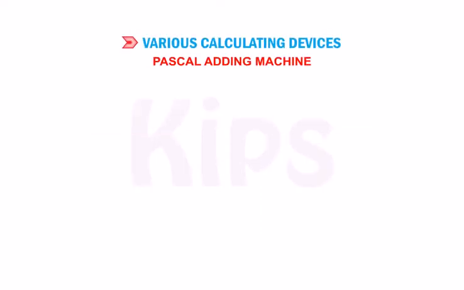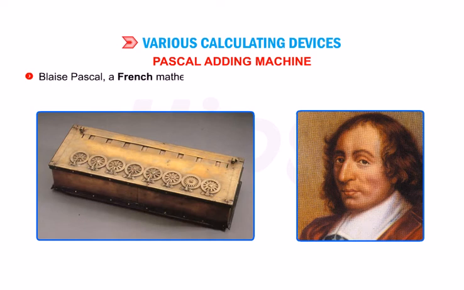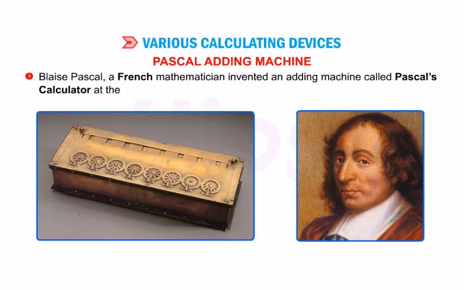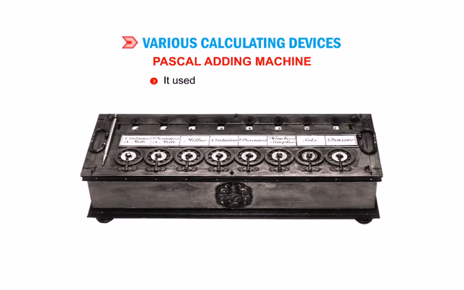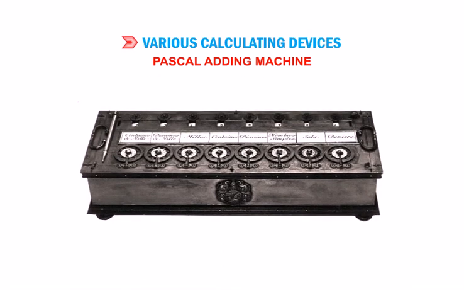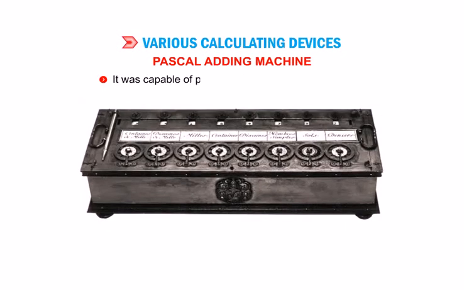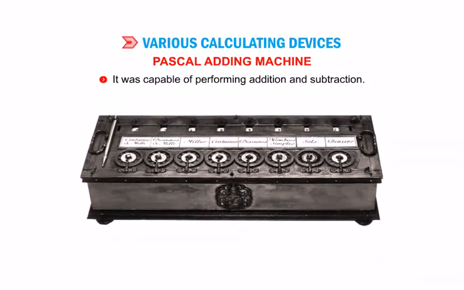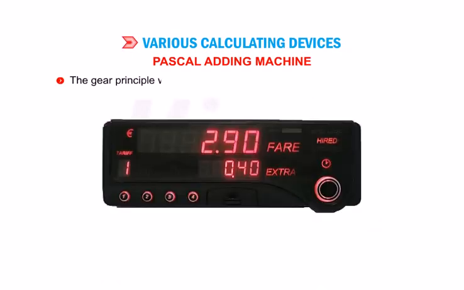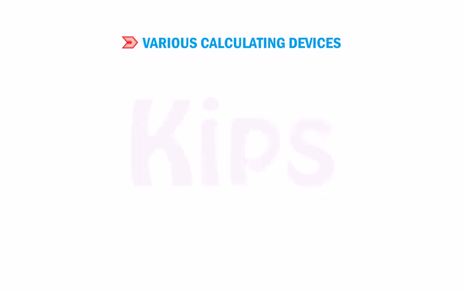Pascal adding machine. Blaise Pascal, a French mathematician, invented an adding machine called Pascal's calculator at the age of 19 in the year 1642. It used gears, wheels and dials. Numbers were displayed by rotating the wheels. It was capable of performing addition and subtraction. The gear principle was further employed in many mechanical calculators. Taximeter is a perfect example of a mechanical calculator.